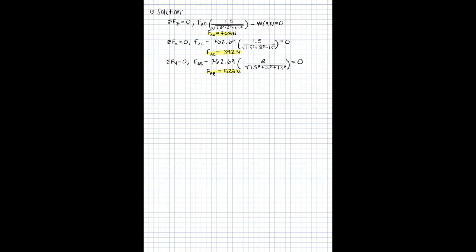We repeat the same process for the x, which would be FAC, minus the weight of FAD multiplied by the length over the magnitude, and that would result in a force AC equal to 392 newtons. And lastly, for the sum of forces for y, you do FAB minus the force of AD multiplied by the length over the magnitude, and that would result in force AB equal to 523 newtons.